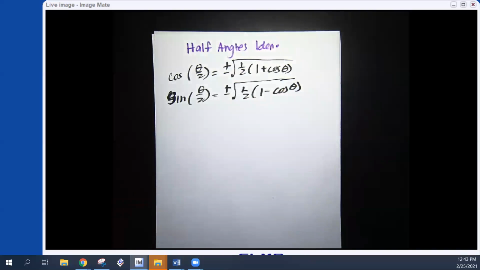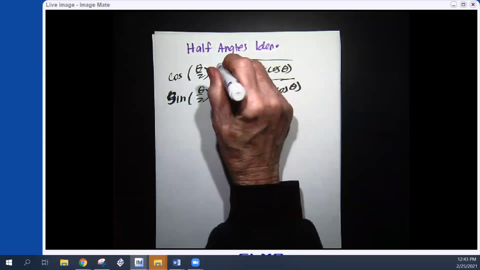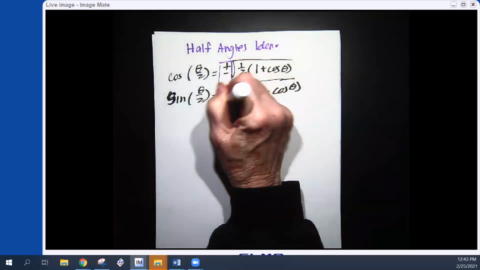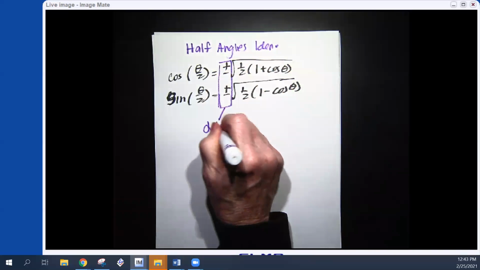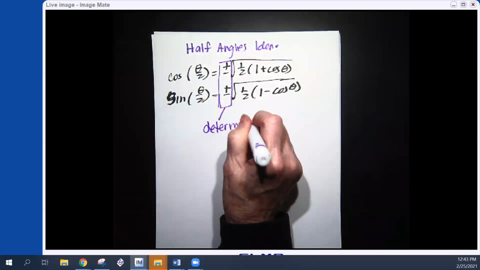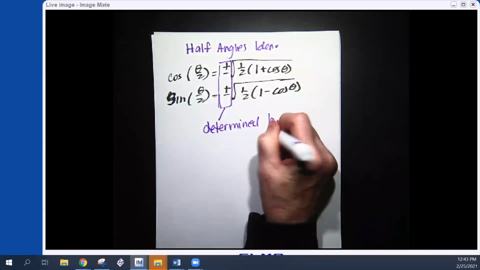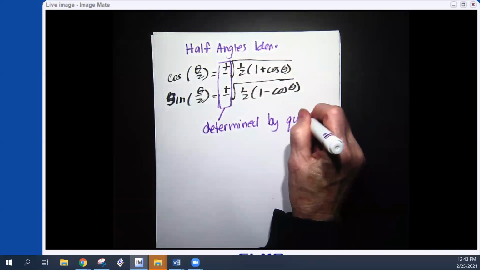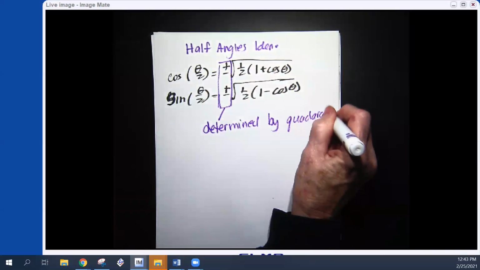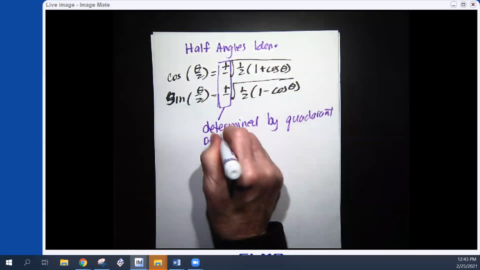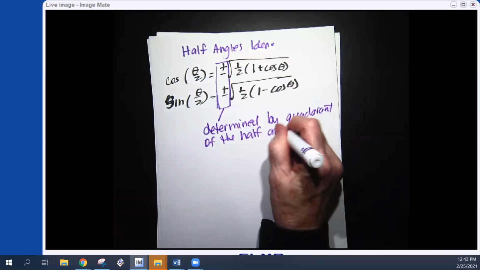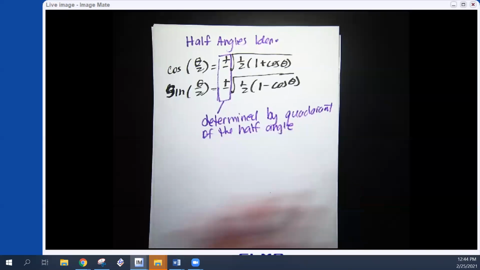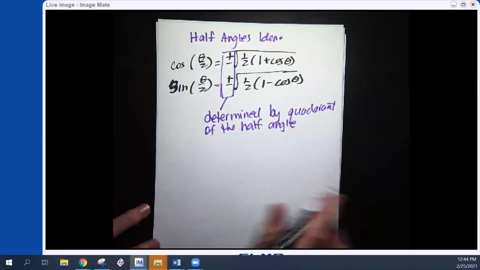And you guys know that you cannot have a plus and minus. So the plus and minus is going to be determined by the quadrant of the half angle. All right, tangent.